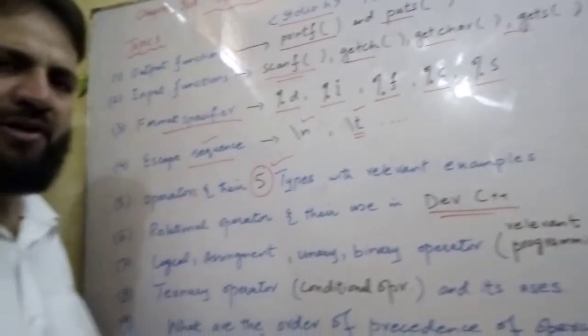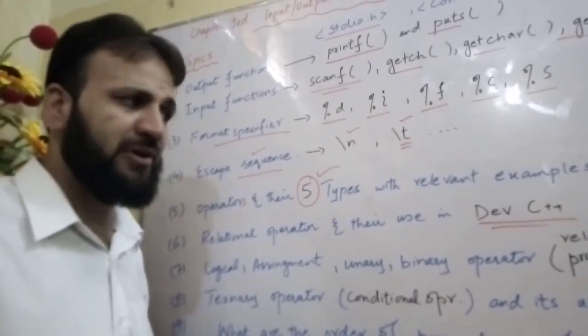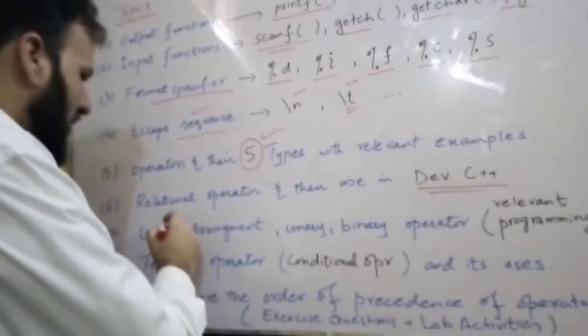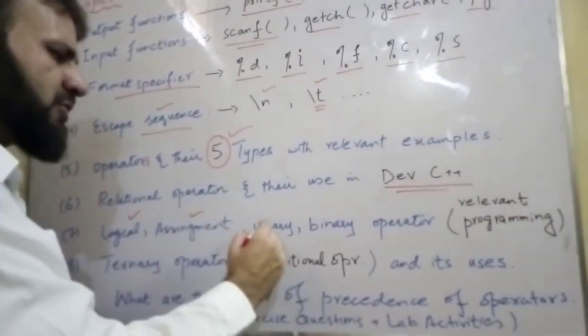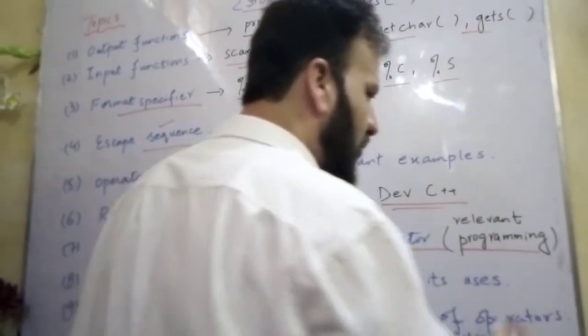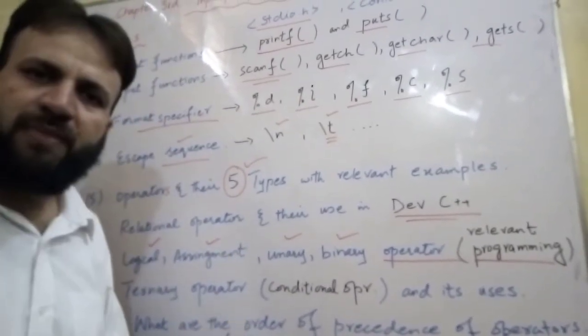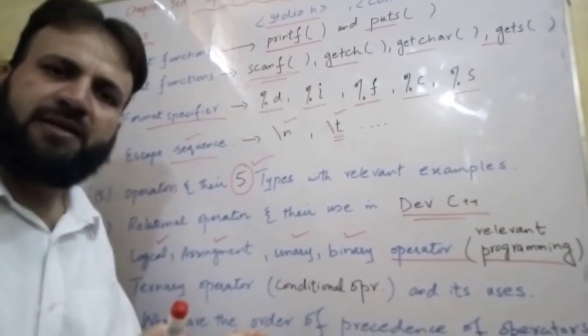Sometimes we need a relational operator, sometimes a logical operator, or an arithmetic operator. Similarly, assignment, unary and binary operators, and we will see their relevant programs in the chapter of the book as well as in the exercises of the book.